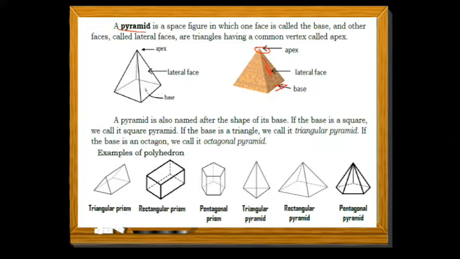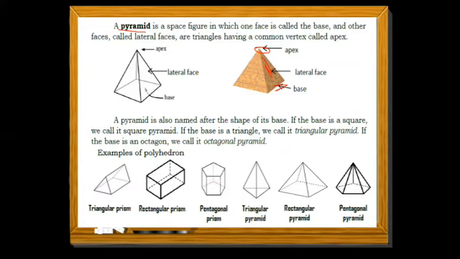Okay? A pyramid is also named after the shape of its base. If the base is a square, we'll call it a square pyramid. If the base is a triangle, we call it a triangular pyramid. And if the base is an octagon, we call it an octagonal pyramid. So, yun lang siya kung paano siya tatawag.